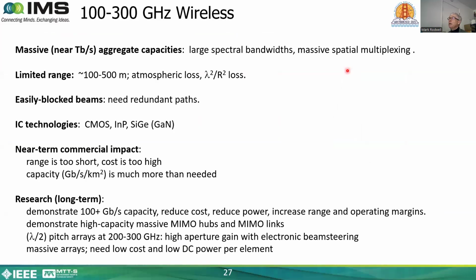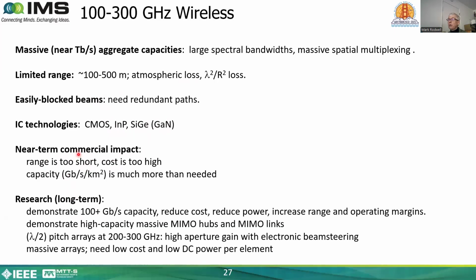So what's next? In working in the 100 to 300 gigahertz range, the motivation here is massive aggregate capacities approaching even a terabit per second, both because there's a lot of bandwidth and because we can do a lot of spatial multiplexing. Inherently, these systems have short range because of the high losses due to free space path loss and atmospheric absorption. We need to concern ourselves with beam blockage. There are a variety of IC technologies present and emerging that can address this. Presently, the near-term commercial impact is pretty low because the range is too short and the cost is too high. And also the capacity is presently more than commercial systems need.